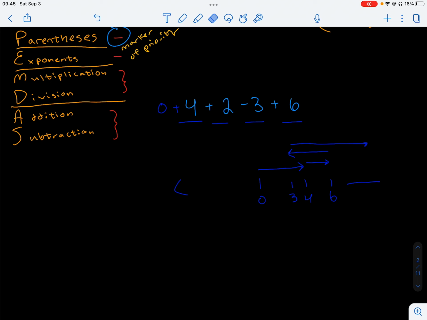I'll extend my line here. Pull this down, and this will be at 9. That's where we end up if we do this addition and subtraction from left to right.